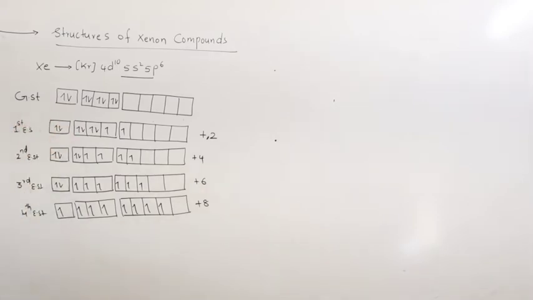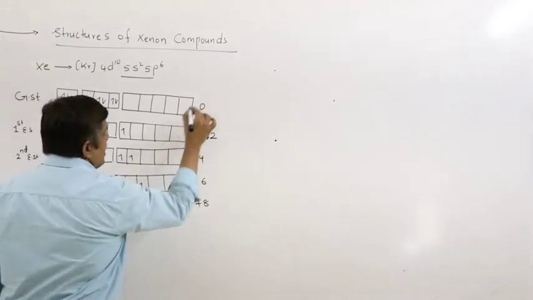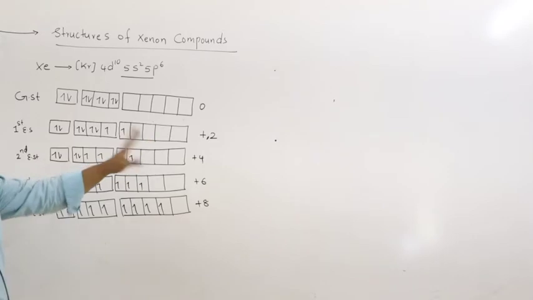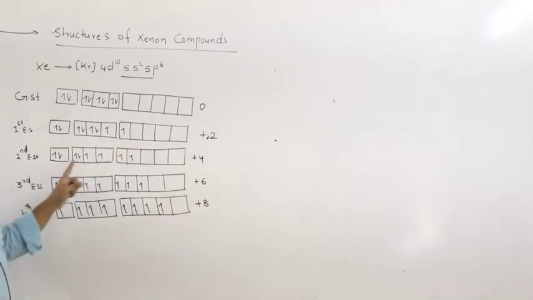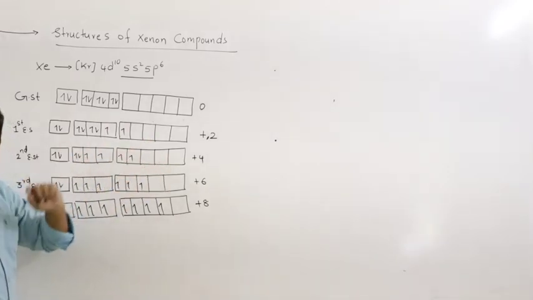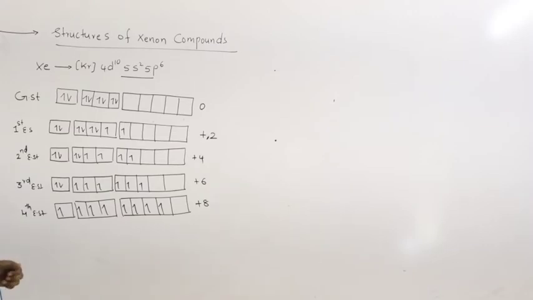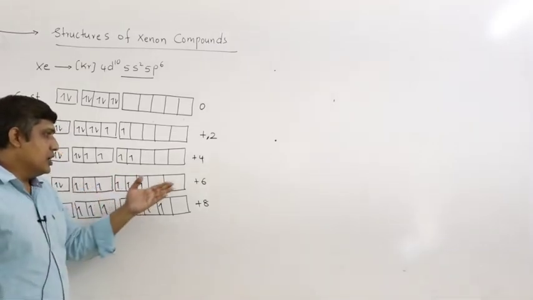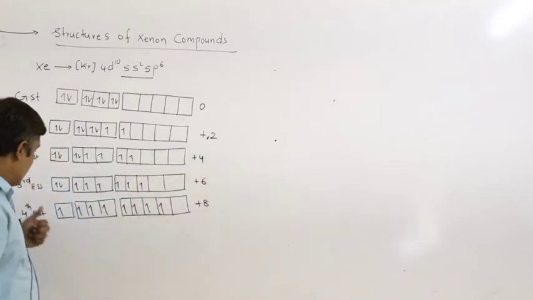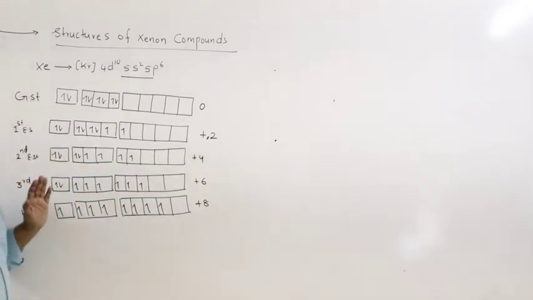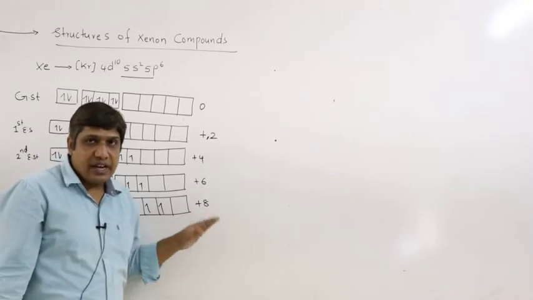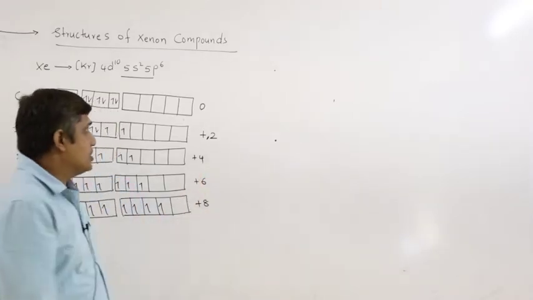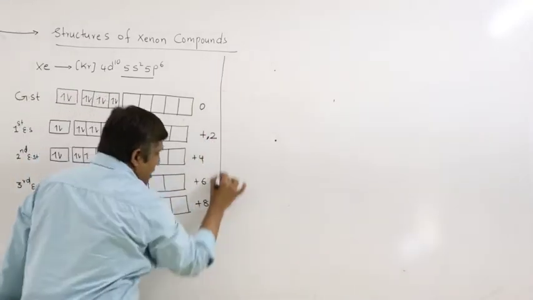So in the ground state it is 0. In the first excited state, 2 unpaired electrons, so +2. In the second excited state, 4 unpaired electrons, in its compounds it shows +4 oxidation state. In the third excited state it has 6 unpaired electrons, it shows +6 oxidation state. In the fourth excited state it has 8 unpaired electrons, therefore it can show +8 oxidation state. So let us see one by one.